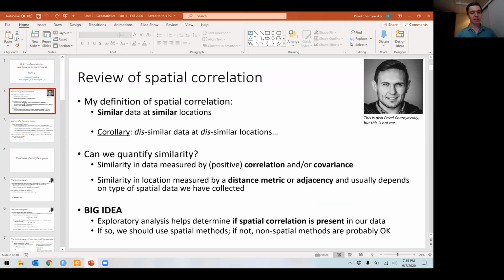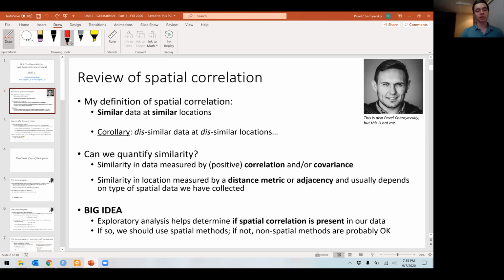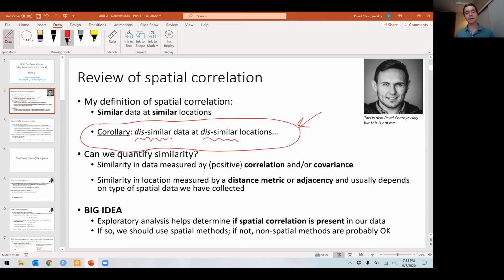Okay, so with that, let me spend a tiny bit of time reviewing where we've been so far. My personal definition of spatial correlation is similar data at similar locations. And the corollary of that is that we have dissimilar or different data at dissimilar or different locations. The reason I'm bringing this up is because the analyses and techniques that we'll be learning are going to be much more closely aligned to this definition than the one we've had so far.